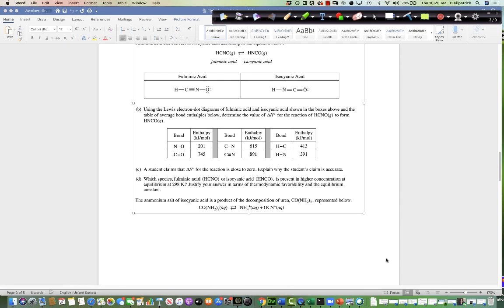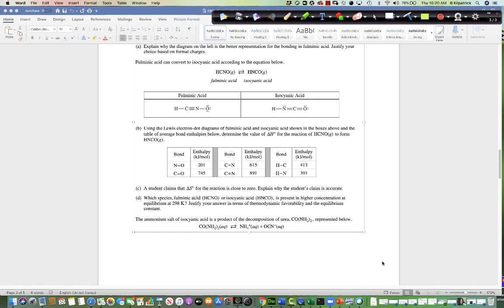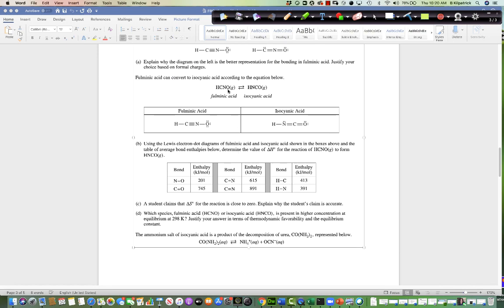All right, so a student claims that the delta S for the reaction is close to 0. Explain why the student's claim is accurate. So delta S, remember, deals with 2 things. So entropy is disorder. So entropy increases if you increase the number of molecules, okay? And also if you change the state of matter. So if you go from a liquid to a gas state, that's going to increase your entropy.